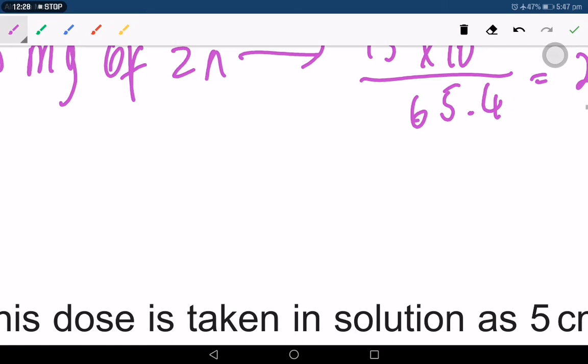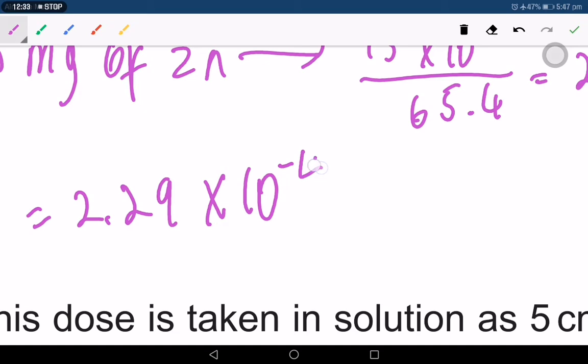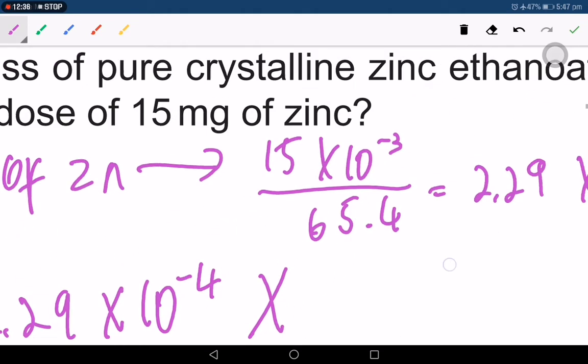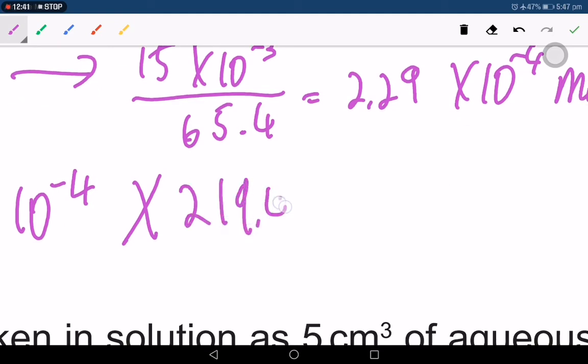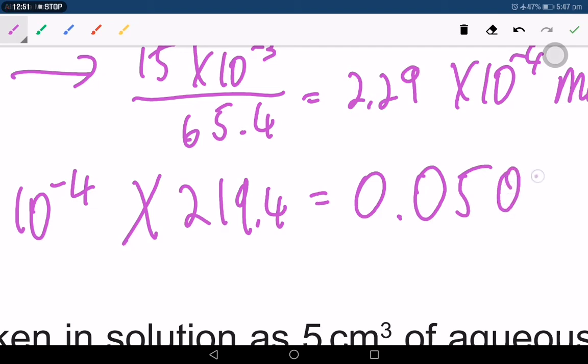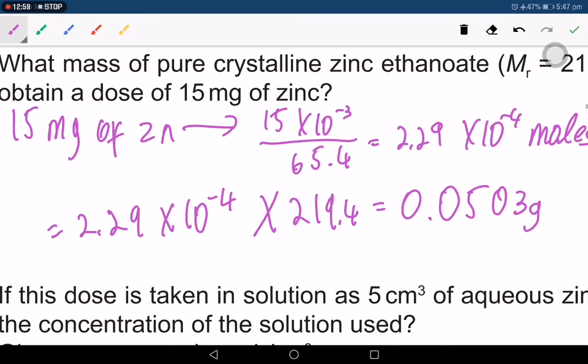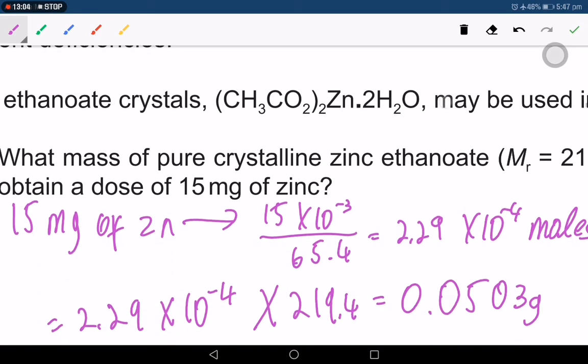So it should be 2.29 times 10 to the power of negative 4 times the Mr, which is 219.4, which is equal to 0.0503 gram. So you will ask, why don't they just serve direct zinc? Direct zinc is hard to swallow because obviously it's a metal. This one you can dissolve in water. You see, it's mixed with water, so you can dissolve it in water safely.